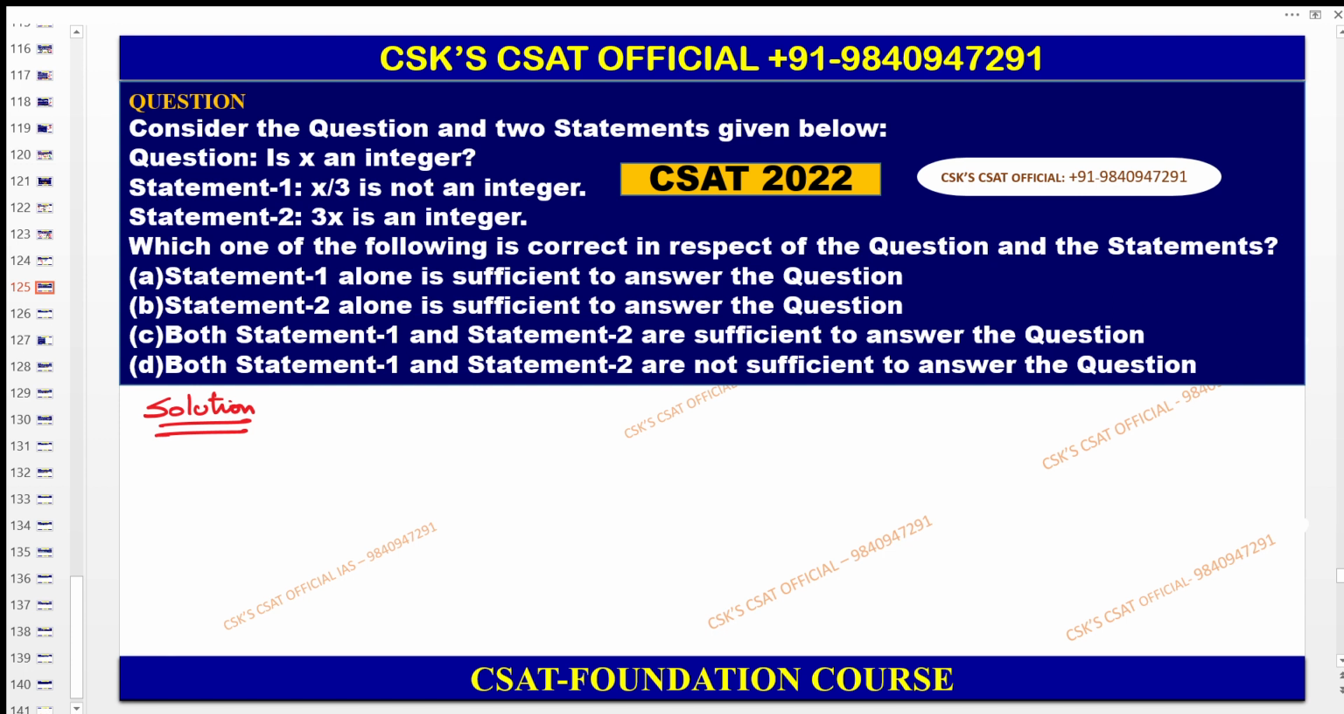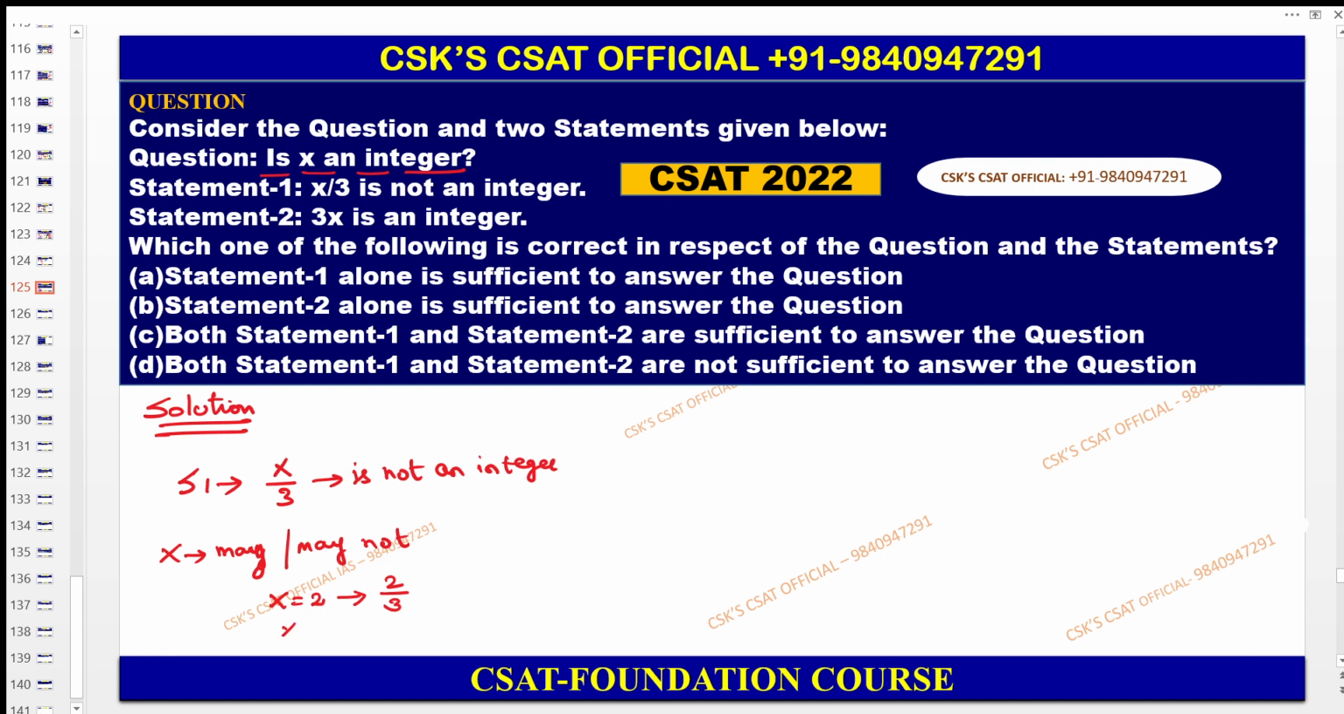Now this question is a very important question. You need to check: is x an integer? Now statement number 1 says that x by 3 is not an integer. Now listen, x may be an integer or may not be an integer. In order to satisfy this not an integer, you can take x is equal to 2. If you take this one, obviously it satisfies. 2 by 3 is not an integer.